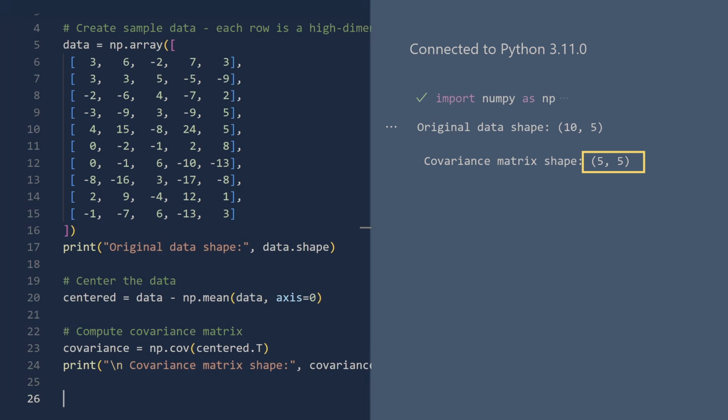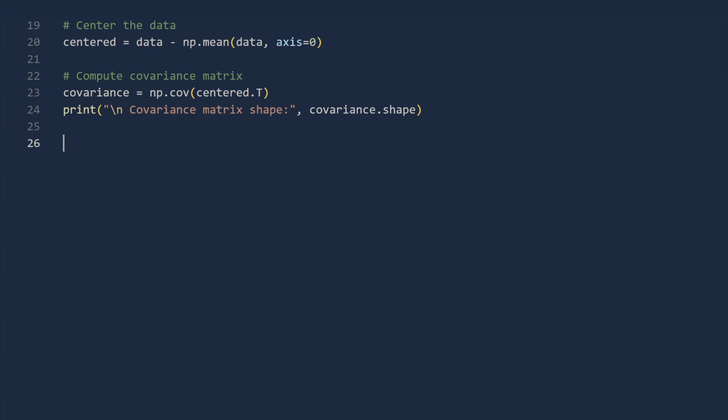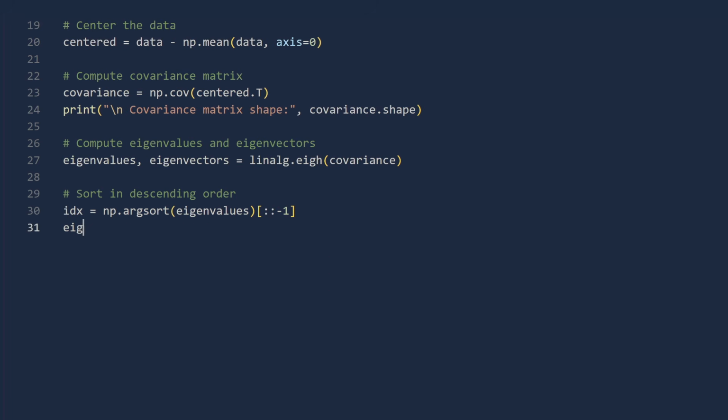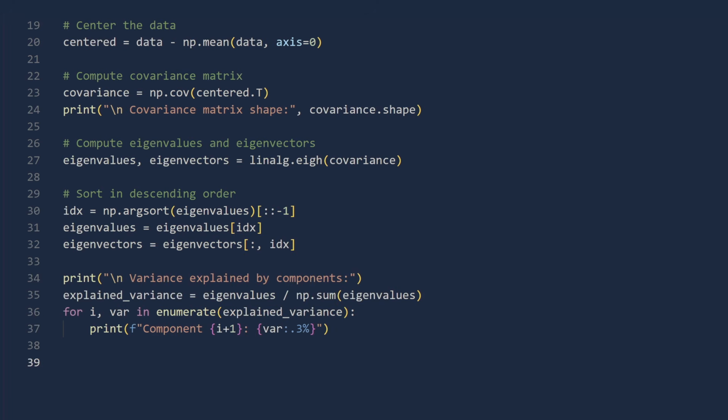Next comes the key step. We will use eigendecomposition to find the principal components. Remember how eigenvalues tell us about the fundamental properties of a matrix? Here, they reveal how much information each component contains. Let us examine the results.